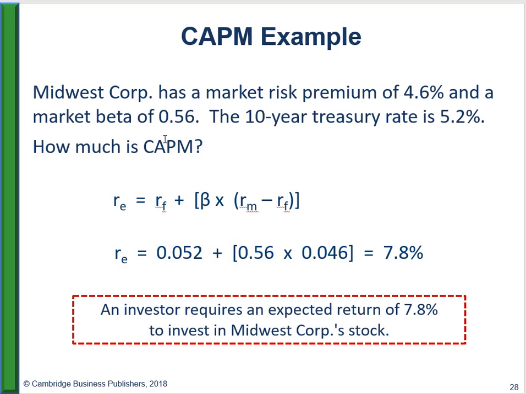How much is CAPM? So here's our basic CAPM formula. Let's plug in all the constituent pieces. The required return on equity, or the discount rate for equity here, equals the risk-free rate of 0.052 plus beta of 0.56 times our market risk premium of 0.046, which equals 7.8%. That's our discount rate for Midwest Corp stock.